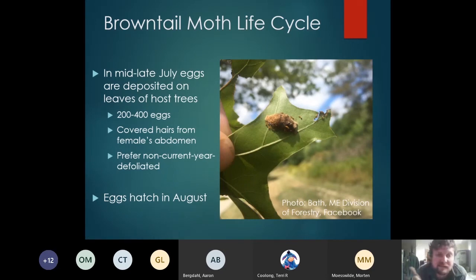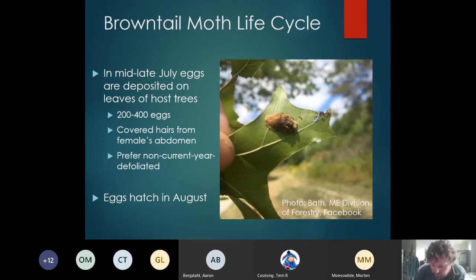They'll feed gregariously, basically up until they go into their winter dormancy. So in each one of these egg masses, there's 200 to 400 eggs. The females will cover them in hairs from their abdomen. Again, not the toxic hairs you have to worry about. It's just a sort of a mechanical layer to prevent parasitic wasps or vertebrate predators from attacking that egg mass.